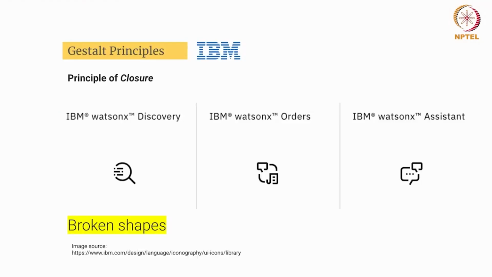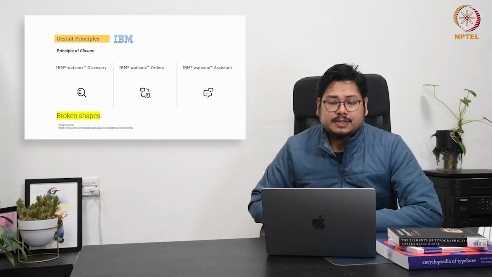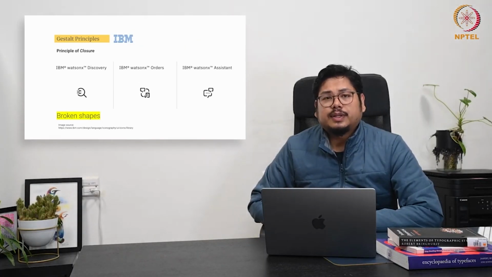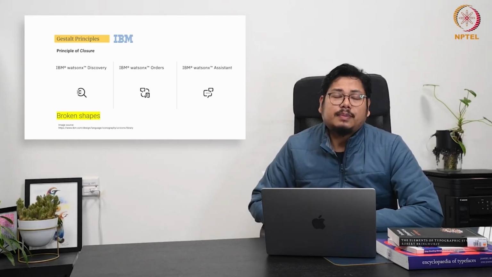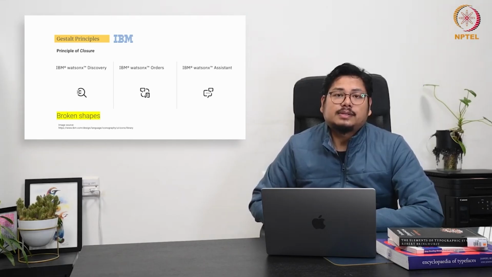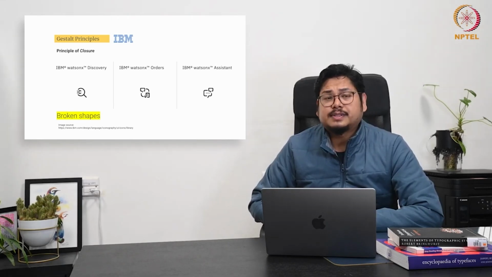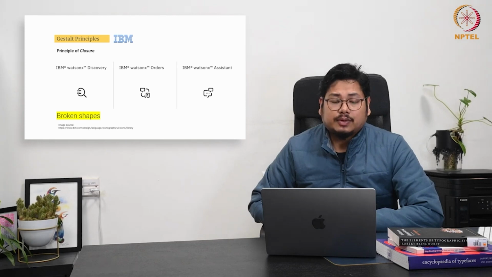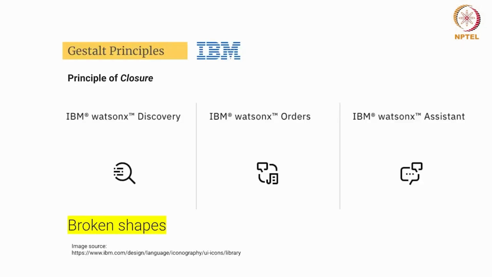Yes, so this is another example, IBM. I hope all of you know about IBM. IBM is a renowned brand which deals with software development, right? Especially nowadays, they are into AI and many other services associated with industries, especially in terms of information technology. And you can see these are some of their iconography.